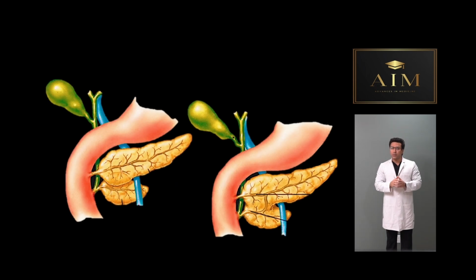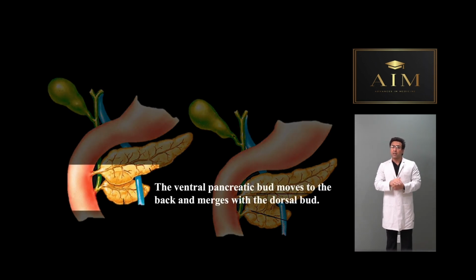As the stomach undergoes a 90-degree clockwise rotation during embryonic development, the left side of the gut tube faces anteriorly and the right side faces posteriorly. Due to this rotation, the duodenum takes on its characteristic C-shaped configuration and becomes mostly secondarily retroperitoneal. The ventral pancreatic bud moves to the back and merges with the dorsal bud.